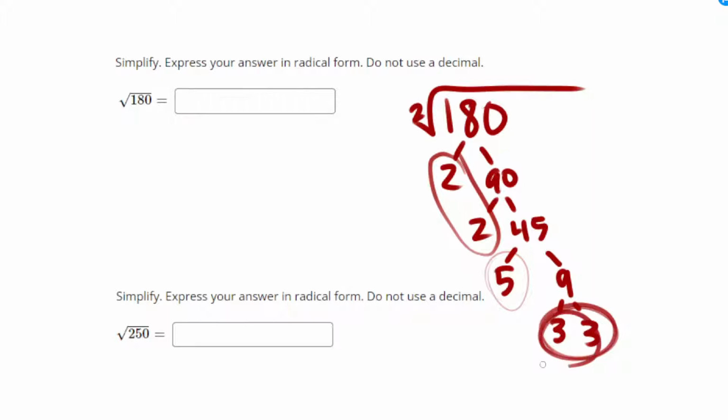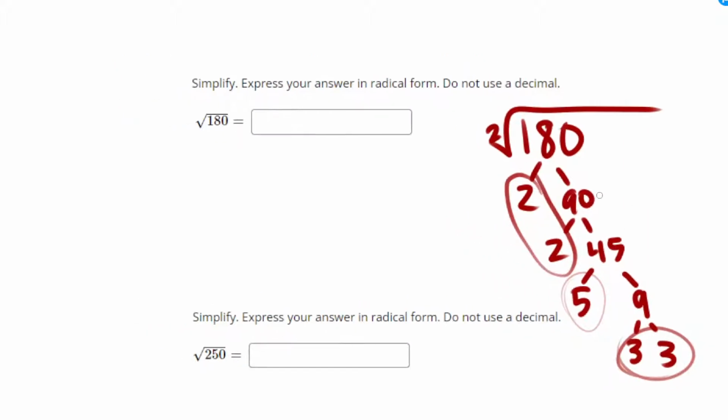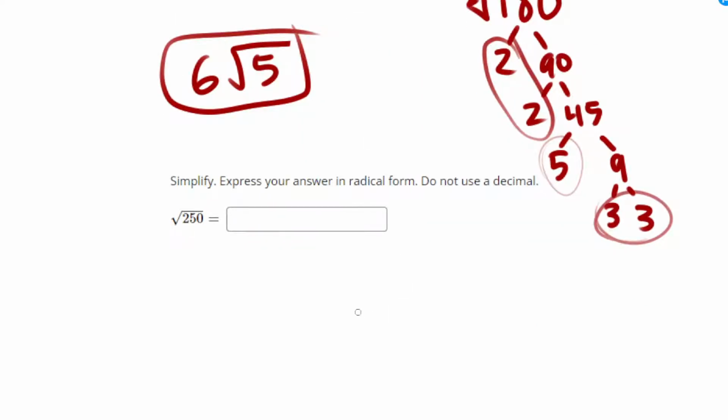So we can take out a 3 and we can take out a 2, and we'll multiply them when we take them out. So 6 times, and then whatever is left over on the inside, which is 5 in this case. So this would be your answer.